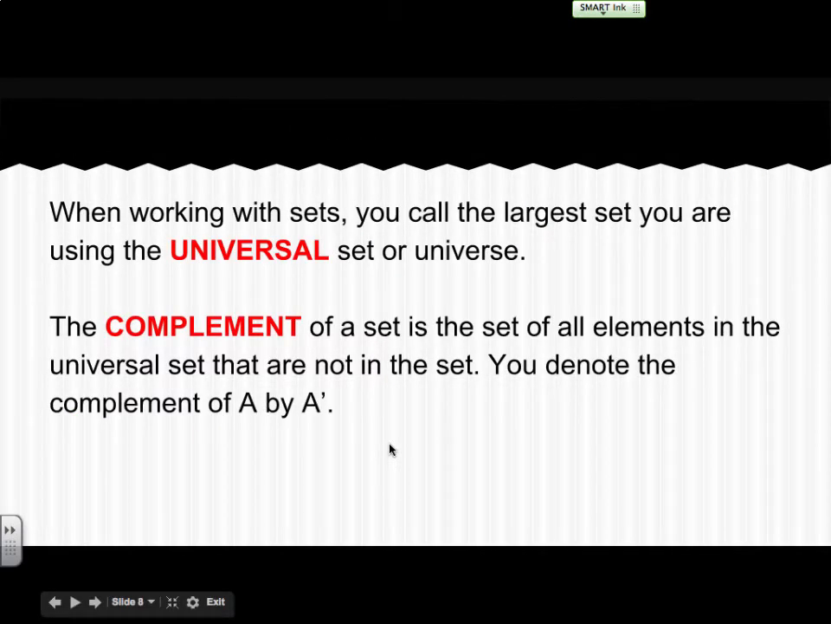When working with sets, you call the largest set you're using the universal set, or universe. The complement of a set is the set of all elements in the universal set that are not in the set. You denote the complement of A by A prime.